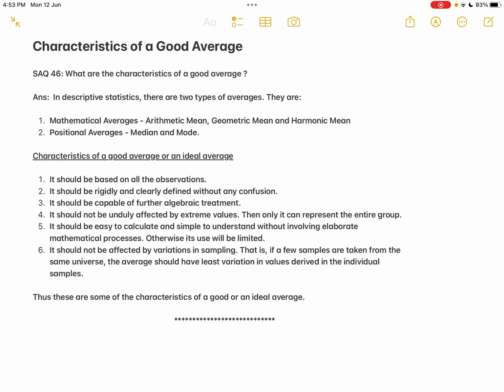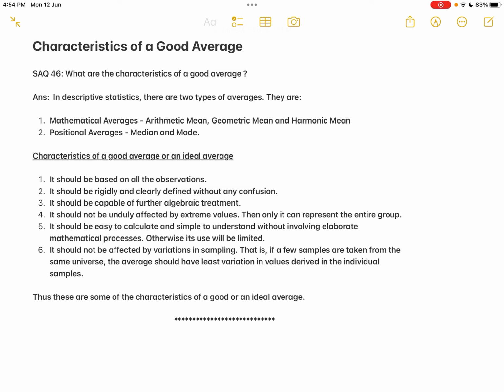Then the fifth one: it should be easy to calculate and simple to understand without involving elaborate mathematical processes. Otherwise its use will be limited, because if an average requires very elaborate mathematical calculations, then the usage of that average will be limited. Only if it is very easy to calculate and understand, with the knowledge of basic calculations, will it be a very useful and practical average.